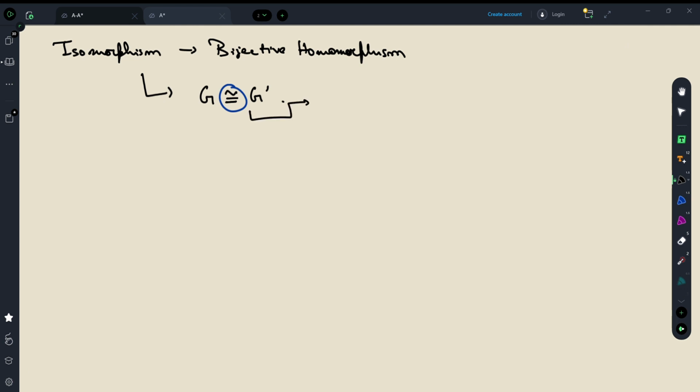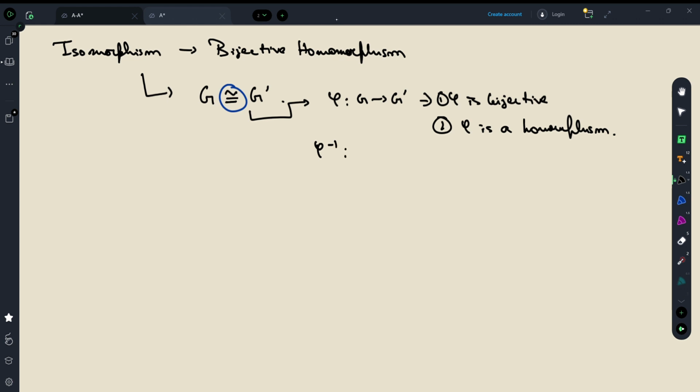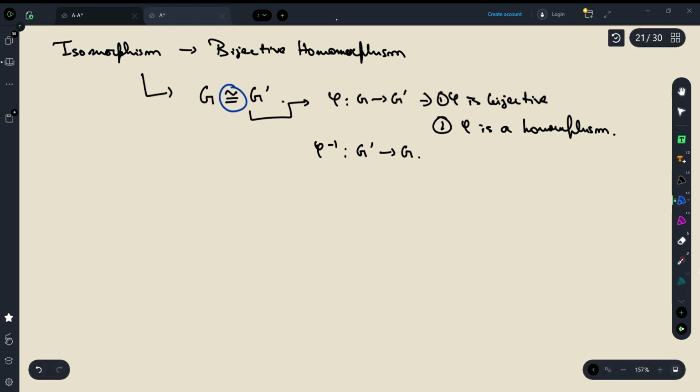Now, this typically implies that there exists a map phi from G to G prime such that phi is bijective, right? And phi is a homomorphism, right? Now, since phi is bijective, we can obviously define an inverse map of phi, which is from G dash to G. My question is, can we say that this phi inverse is also a homomorphism? That's my question, and it has an elegant answer: it's indeed a homomorphism.